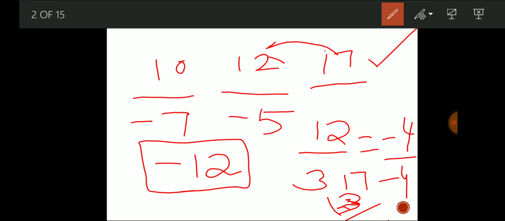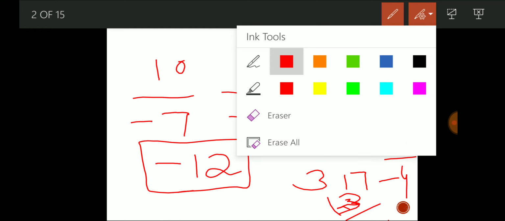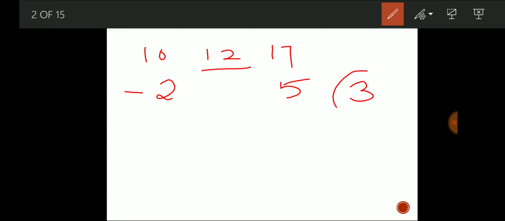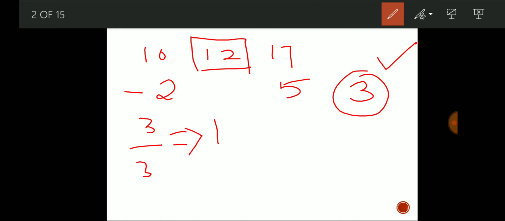Very simple technique. Few may still ask me, why not 12? So for your case, I'm still doing it for 12. 10, 12, and 17. I take the number as 12 itself now. So in this 12, if I take it, this is minus 2, which is 2 lesser, and this is 5 more. So in total, we have 5 minus 2, which is going to be 3. We have 3 extra. So this 3 gets divided among three numbers, as 3 divided by 3 gives you 1. So the average gets added by 1. So which means the reference is 12 plus 1, which is nothing but 13.